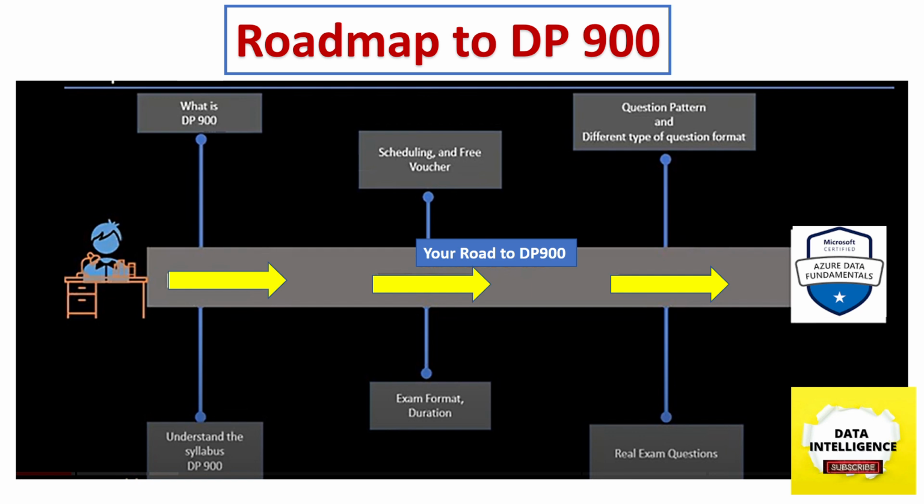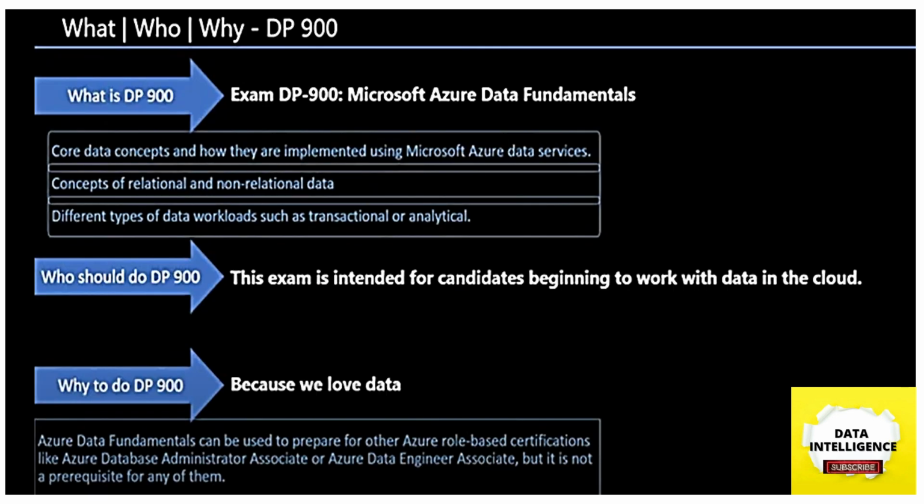Okay, and this roadmap shows you how you have to prepare for DP 900. Next, as I mentioned before, you should know what is DP 900. Here you will have some of the topics which you should cover under DP 900, and who should do DP 900. The people who want to work with data in the cloud will do the DP 900 basic examination. So why do we have to do DP 900? A person who loves data and wants to be in the data domain, and who is in the data field, can do this DP 900 examination. Hope it makes sense.